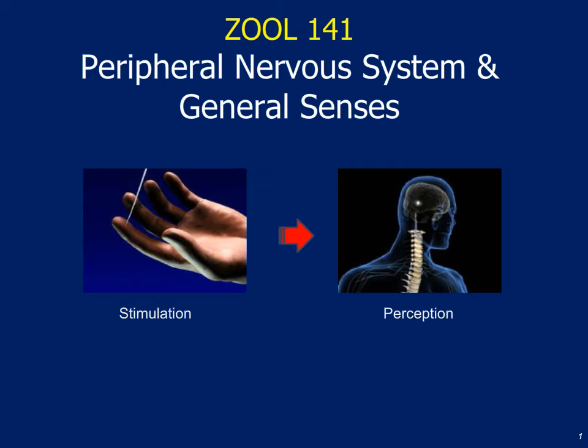Today we're going to be looking at Chapter 13, which has to do with the peripheral nervous system and the general senses. Specifically today we're going to be talking about the process of stimulation, sensation, and perception. That is, how do we get a stimulus and convert it into electrical impulses so that that stimulus will be perceived in the central nervous system.